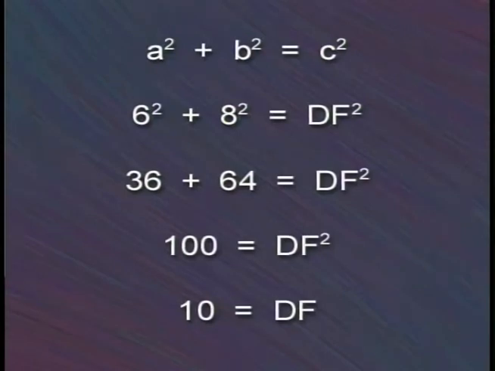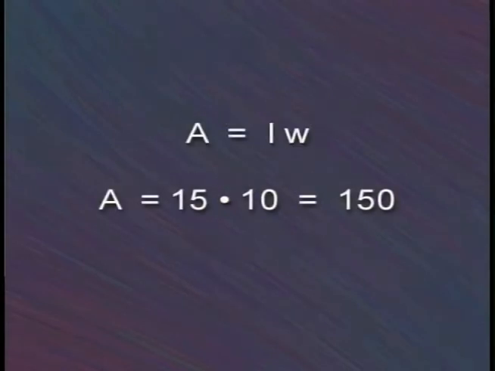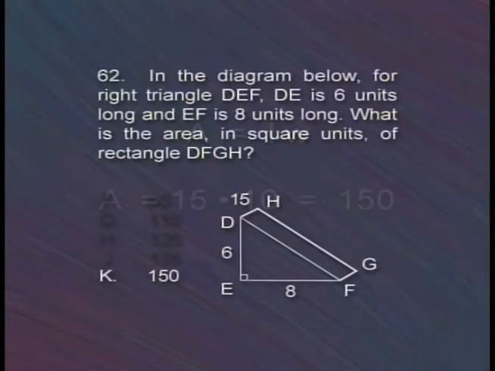In this case, a squared, or 6 squared, plus b squared, or 8 squared, equals c squared, or DF squared. 36 plus 64 equals 100. DF equals the square root of 100, or 10. Thus, the area of the rectangle is 15 times 10, or 150. Once again, don't worry that the figure is not drawn to scale. Just perform the correct calculations using the information given. The correct answer is K.